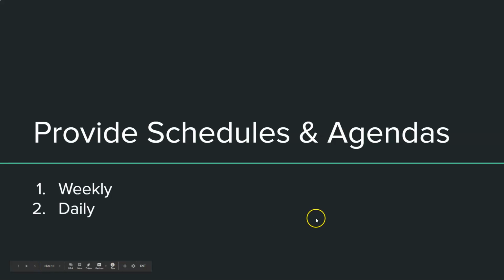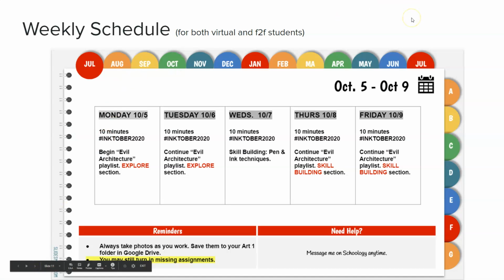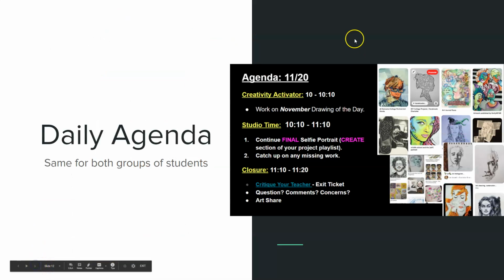Most importantly, I think for teacher clarity, you should definitely be providing very concrete schedules and agendas for your students. For example, a weekly schedule for both virtual and face-to-face students. Just notice that the instruction still flows at the same pace for both groups of students. It doesn't change based on cohort A and cohort B. Same with the daily agenda, which here's an example of what that could potentially look like. This is the same for both groups of students.